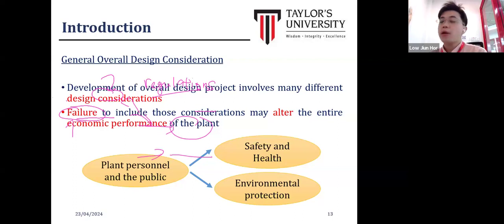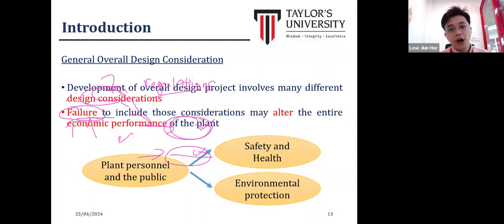You cannot say that because you want to become a millionaire, you want to increase your profit margin, then you sacrifice the important considerations here. Cannot. You need to always bear in mind, consider them and include them, if possible, in every single step or element involved in the chemical plant design. But of course you need to look after the economic performance of your design also.